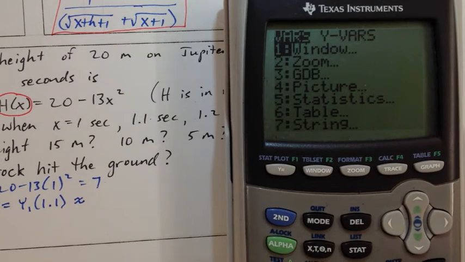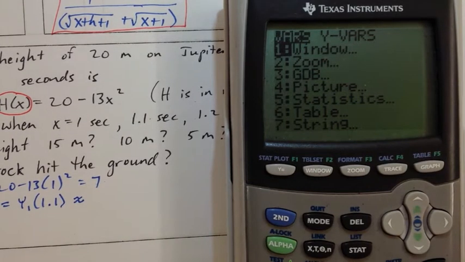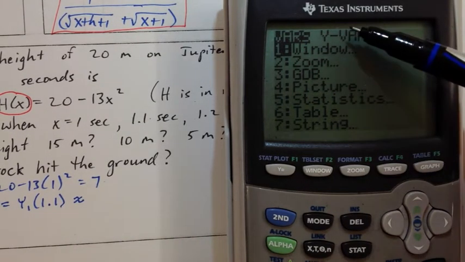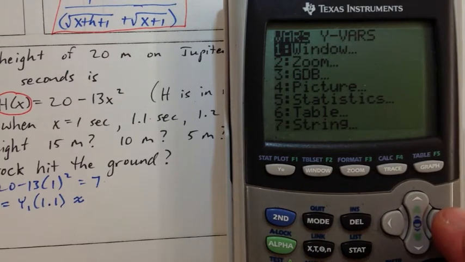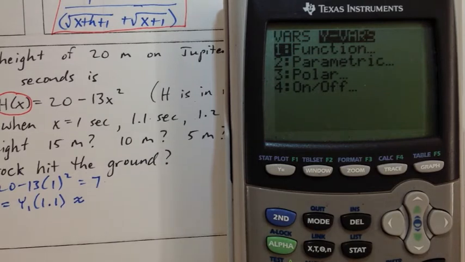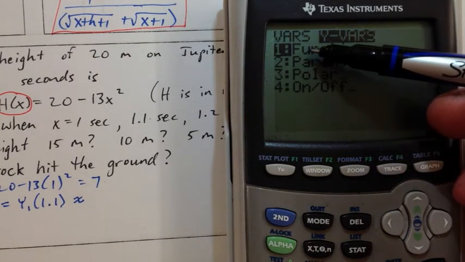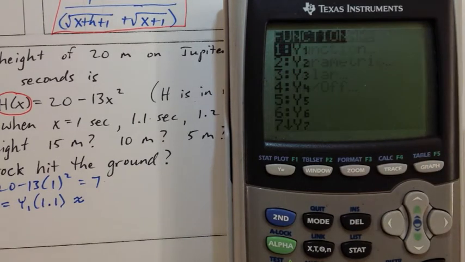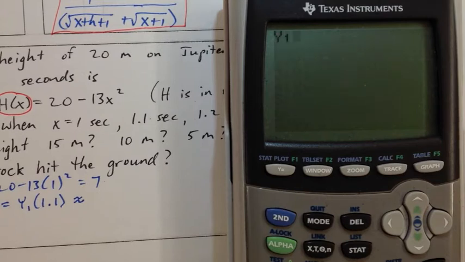We've already defined h of x to be the y1. So notice that you have vars and you have y vars. For the y variables, use your right arrow. It's the one you see my finger pushing right now, the right arrow, and then you get y variables. We talked about being in function mode, so we want to push the enter key now, because you can see here that function mode is already selected. When you push the enter key, you get a selection of all the different y functions. And again, we've already defined h of x to be the y1, so we're going to hit enter.